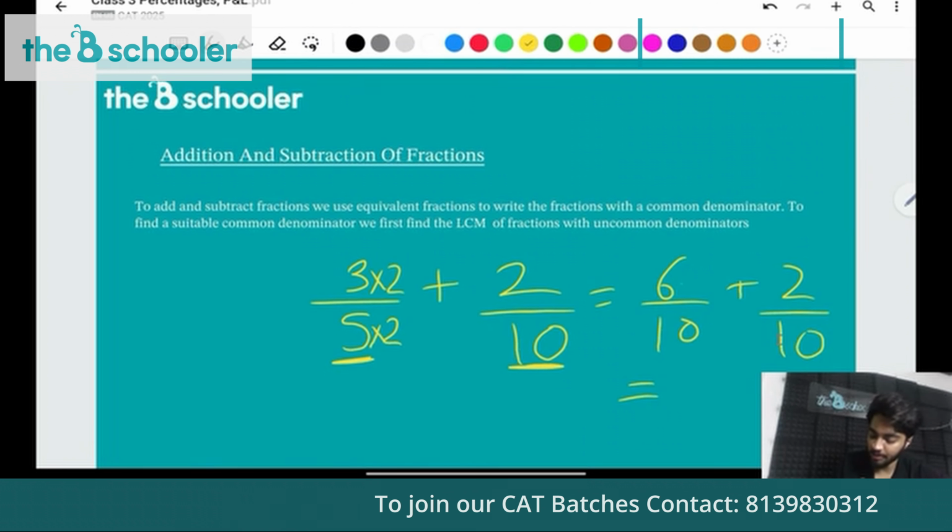And another way of doing it was reducing this to 1 by 5, and then 3 by 5 plus 1 by 5 would have become 4 by 5, same.